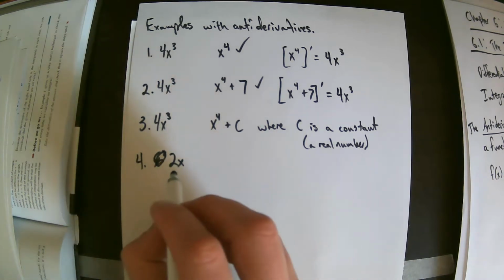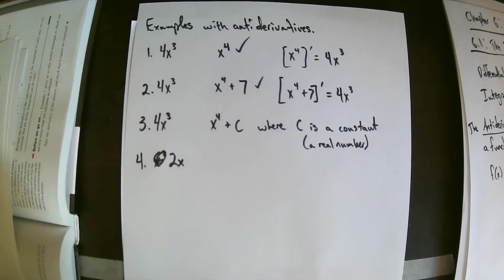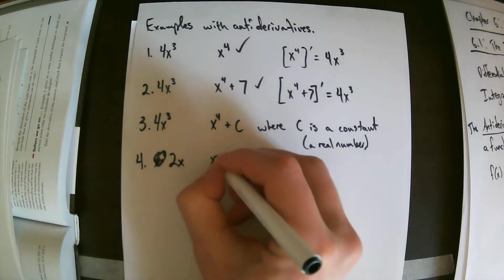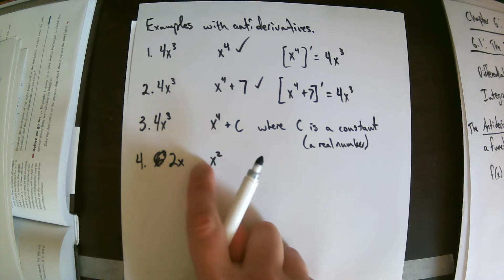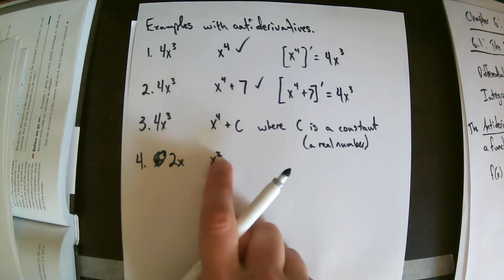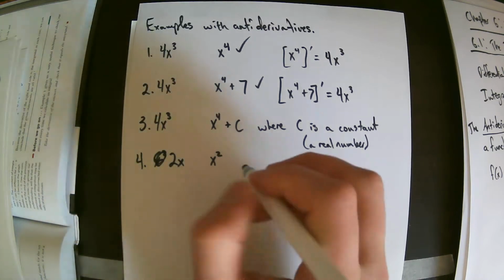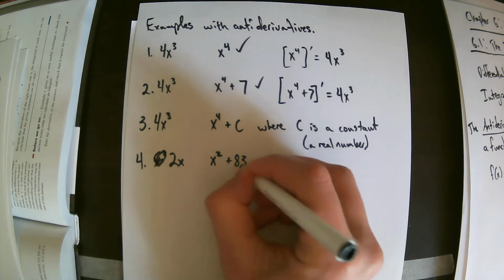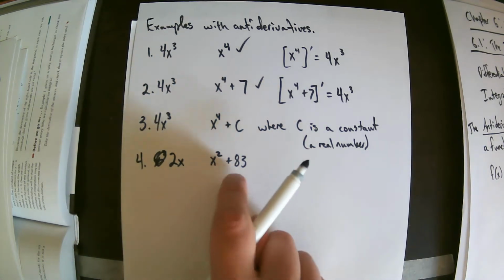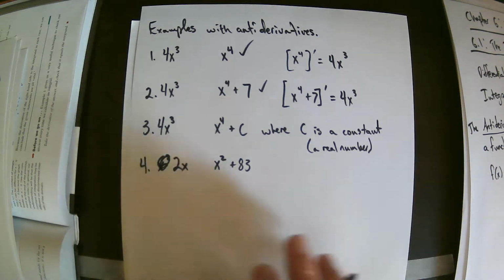What is a possible antiderivative for 2x? Well, what function do I take a derivative of to get 2x? x squared, right? Because if I take the derivative of x squared, I drop the 2 up front and take the exponent down by 1, and I'll be left with 2x. So I could say x squared plus 83. This would be any constant, x squared plus or minus any constant.